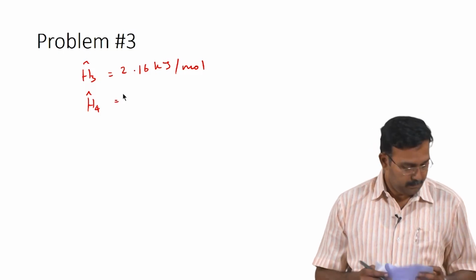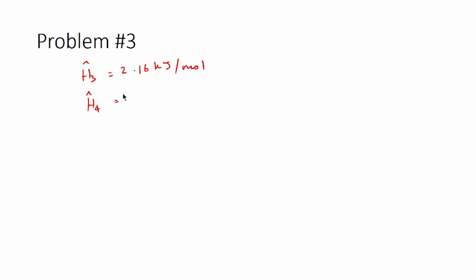So, H4 cap is for the nitrogen at 100 degrees Celsius. So, again from the combustion gas table you will be able to get this value, which is 2.19 kilojoules per mole, and we now have to look at H5 cap and H6 cap.